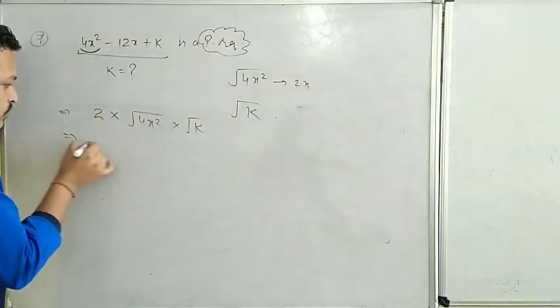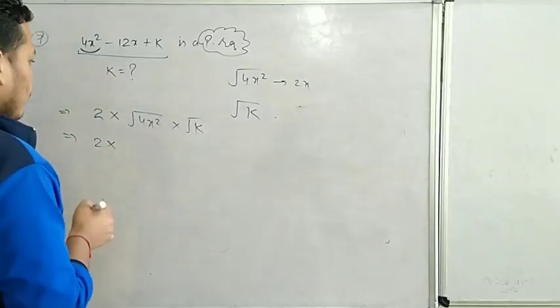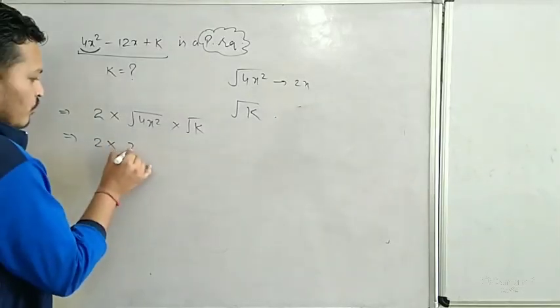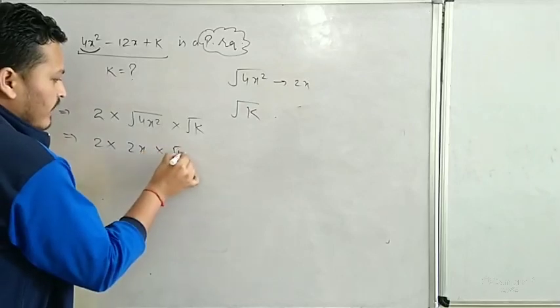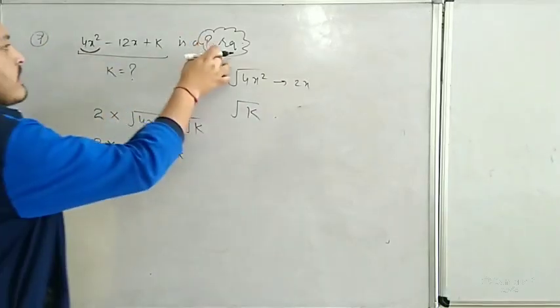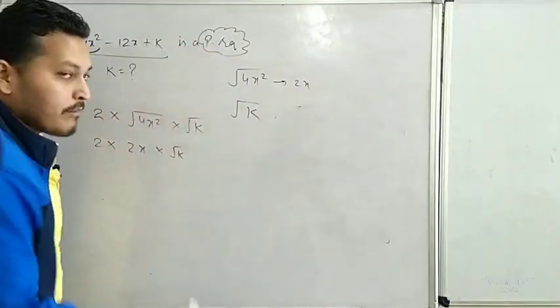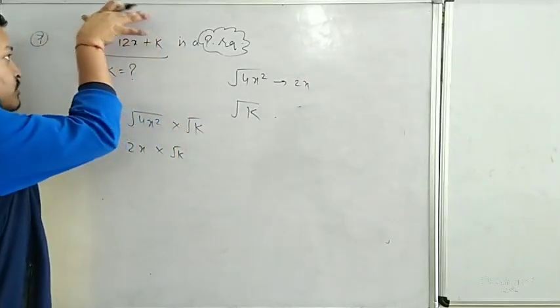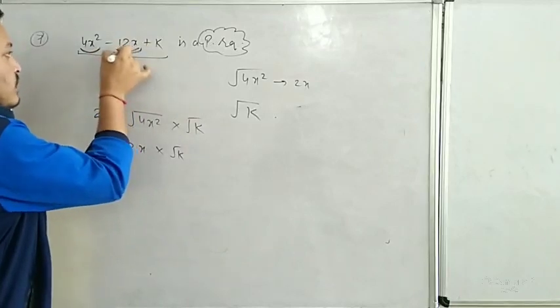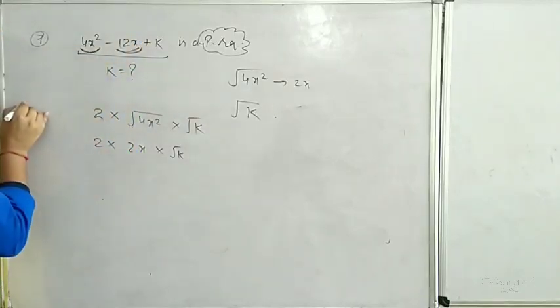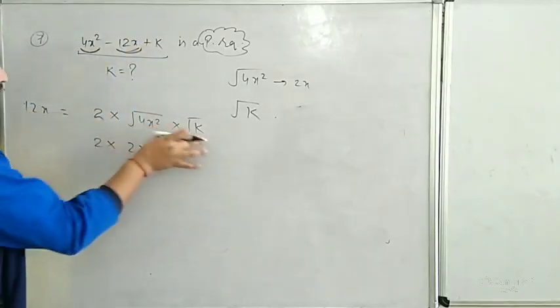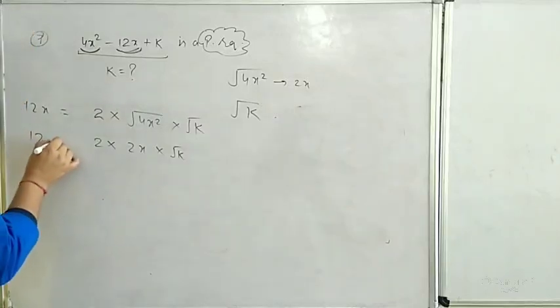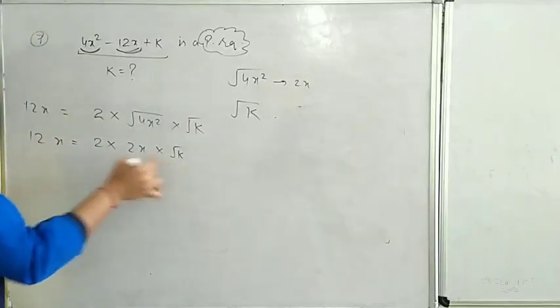Now solve it, sir. So 2 into 2x into root k, and we are already given that this is a perfect square. हमें given है कि perfect square है, तो then the third condition will be satisfied. It means 12x is equal to, we can write in this way. So 12x is equal to here. So now can you calculate the value of k?